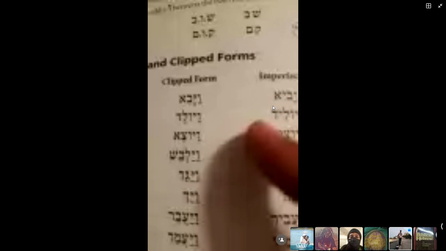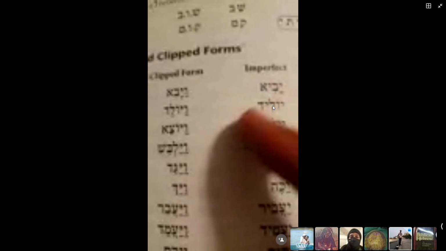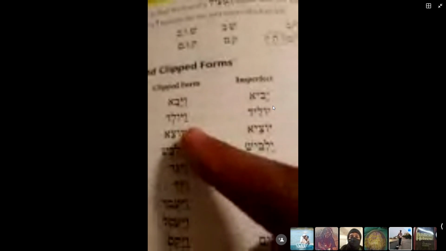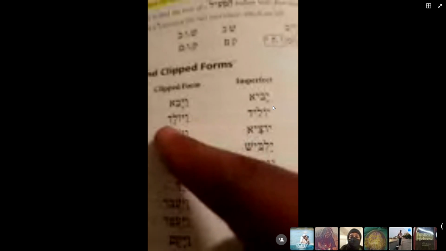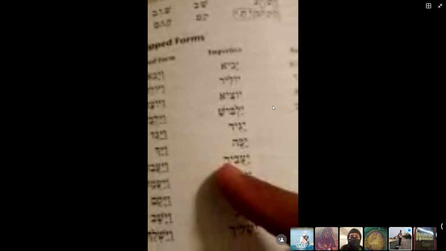Everything else is staying the same, as you can see. Let's just compare the first few. Over here we have yabi. Over here, wayabe. You all right? You see the yod is not there. The second one, yolid. The second one, wayoled. Once again, the yod is not there. Yotzi, clipped form, wayotse. Same thing. And that is what you will notice with all of them.